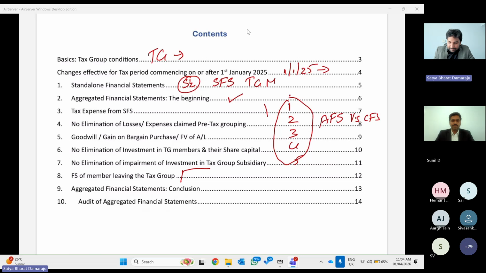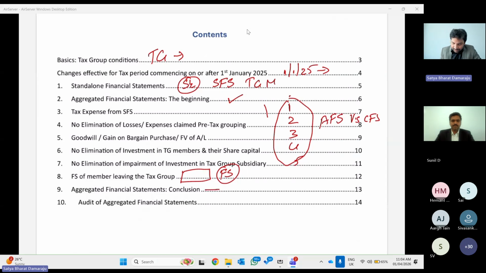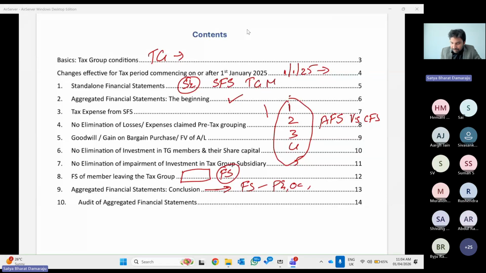And then for the entities that are exiting the tax group, post exiting, what their financial statements look like. This would be the conclusion. One last discussion: what are all the components? In the CFS we prepare P&L, statement of changes in equity, OCI, balance sheet, and multiple others. So what financial elements do we need to prepare for the sake of corporate tax? And then finally, how the audit report looks like, what the components of the audit report are, and in what way it deviates from the international standards on auditing. So this is the agenda of our discussion.